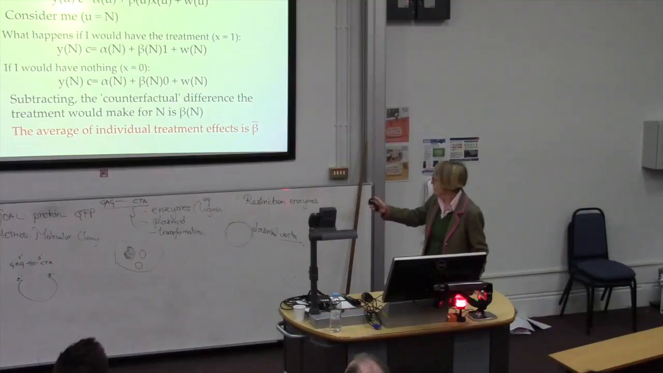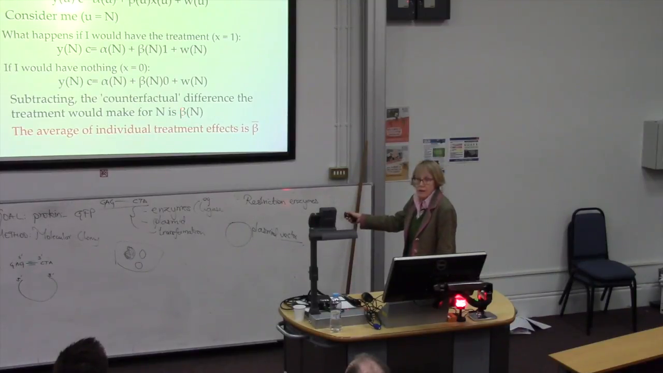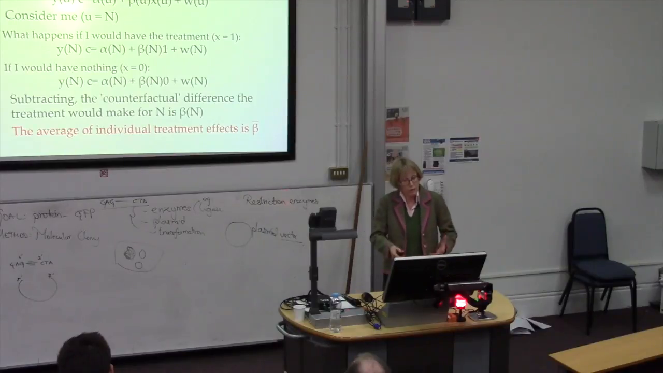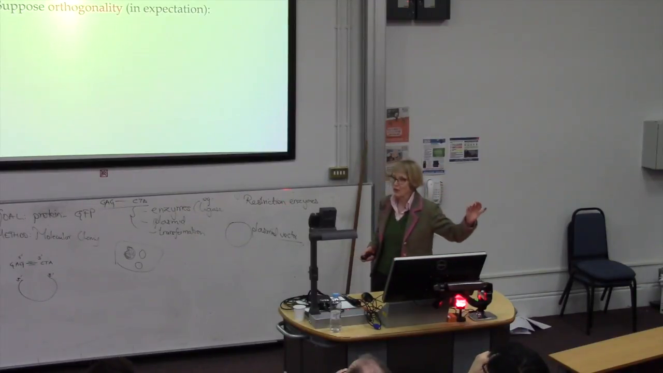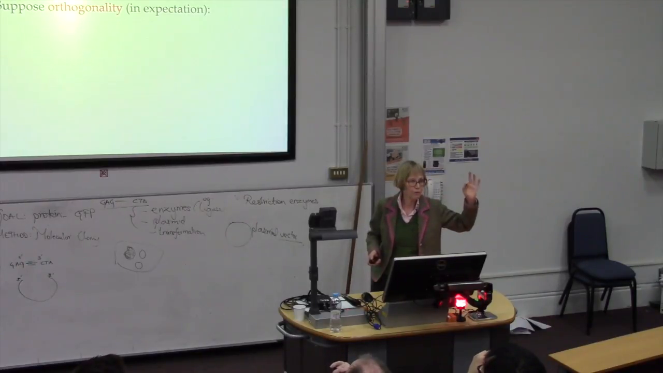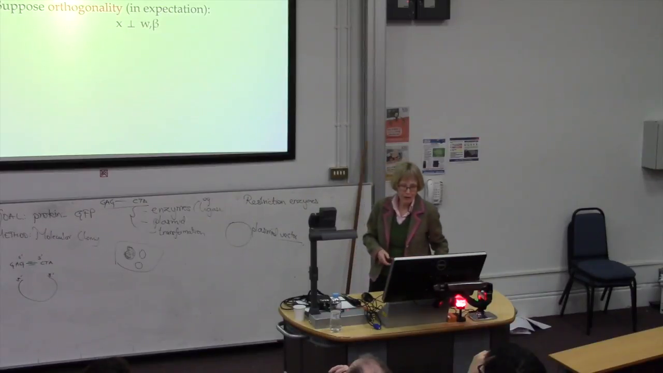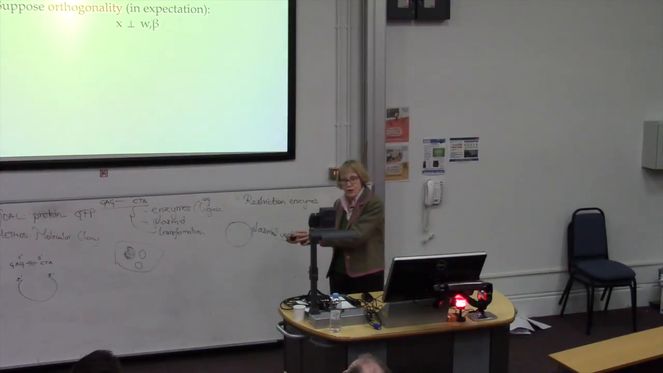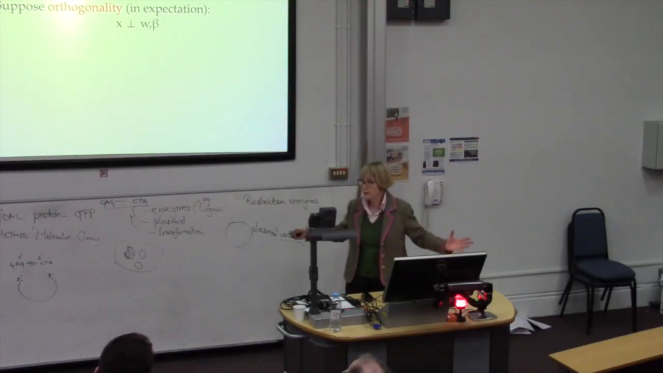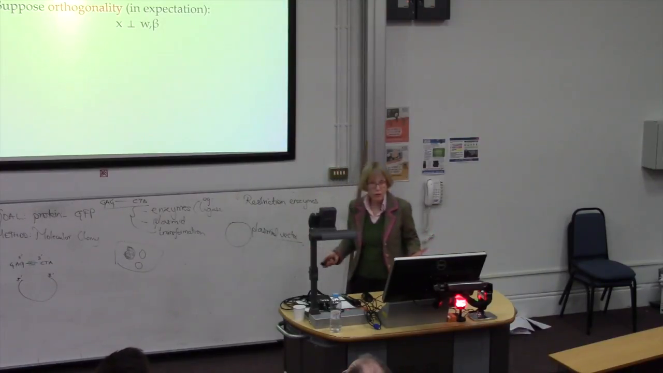Okay. So that's why I say that beta is the individual treatment effect. And now the average individual treatment effect is beta bar, beta average. So what's so great about RCTs? Well, suppose this condition I call orthogonality, and just to remind people who know about it, that means in the long run, in expectation. But okay, suppose orthogonality. That means that the treatment is probabilistically independent of all the other causes, the ones represented in W, and it's independent of beta, so it's independent of everything else that matters. That's the orthogonality condition.